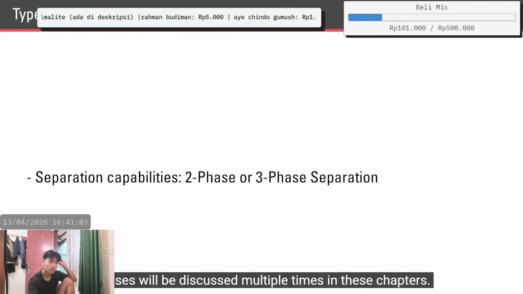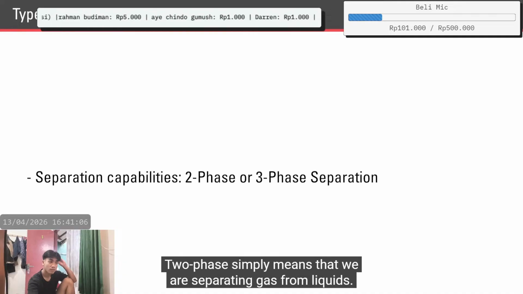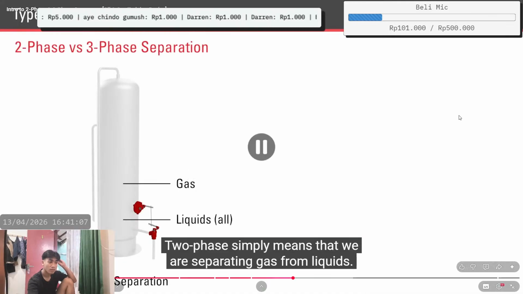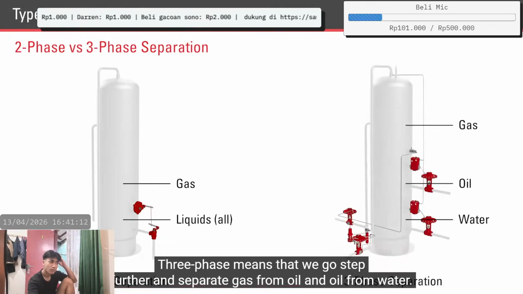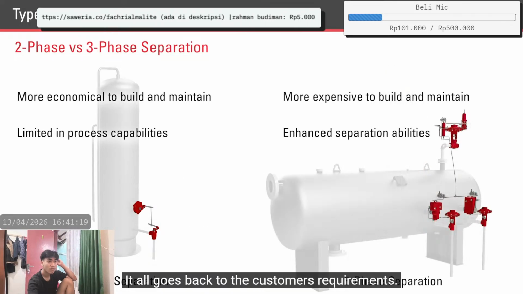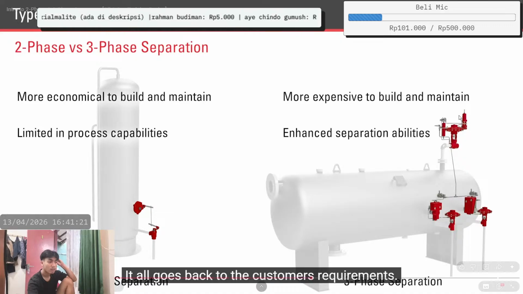Phases will be discussed multiple times in these chapters. Two-phase simply means that we are separating gas from liquids. Three-phase means that we go a step further and separate gas from oil and oil from water. It all goes back to the customer's requirements.